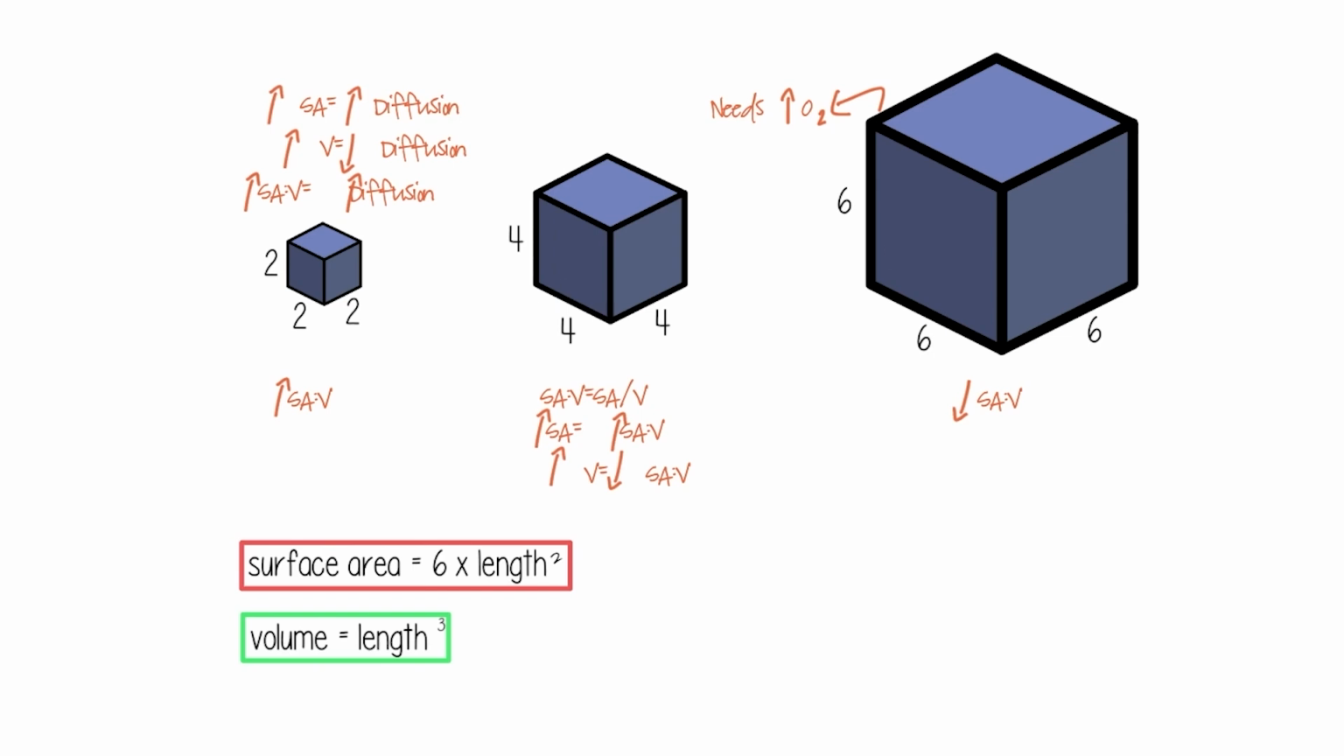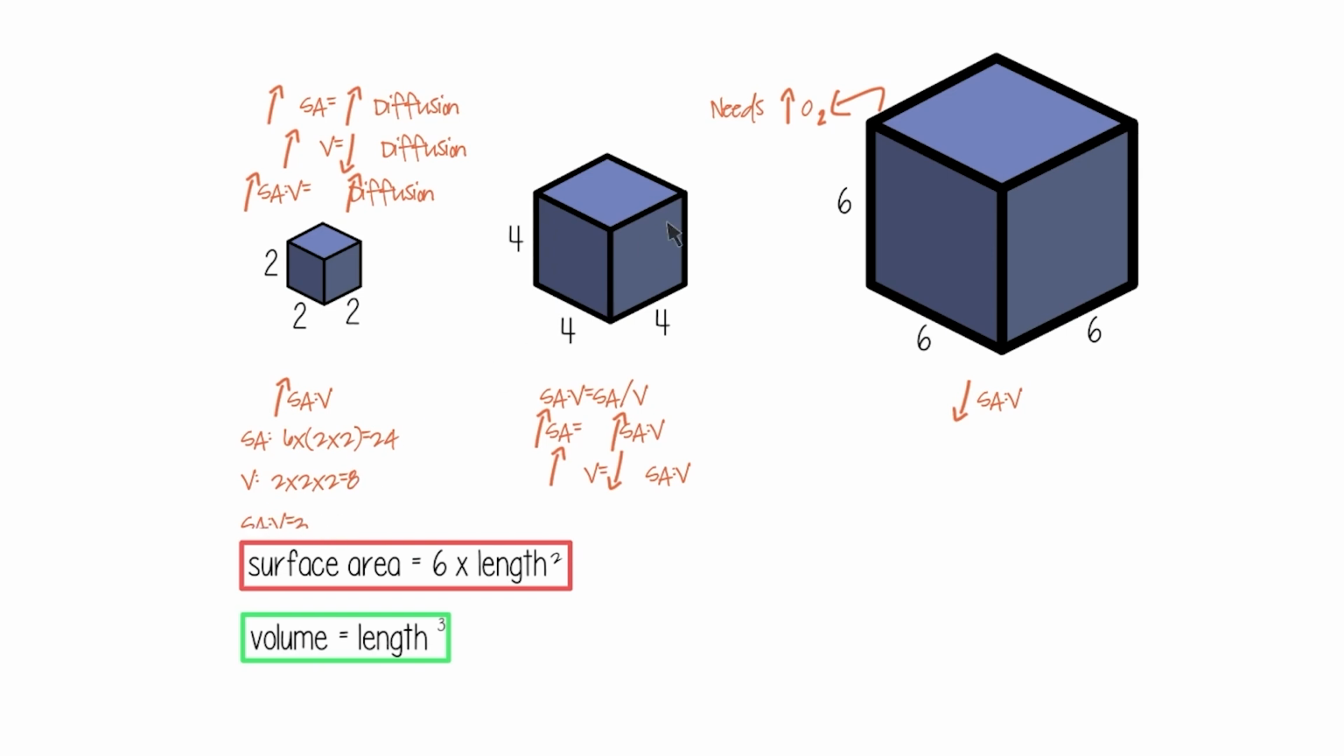The surface area of the smallest one is 6 times the area of one side, which is 4. 2 by 2 is 4. So 6 by 4 gives us 24 centimeters squared. And the volume is 2 cubed, or 2 to the power of 3, which gives us 8. That gives us a ratio of 3.